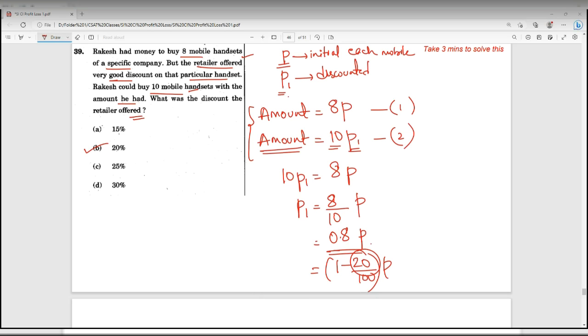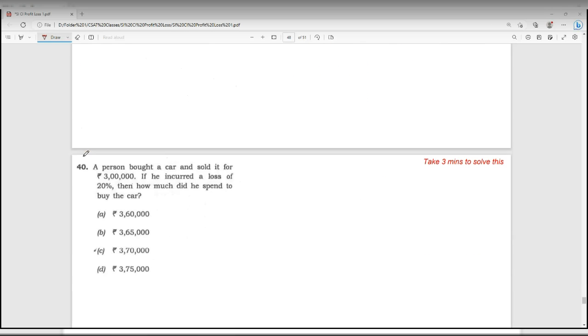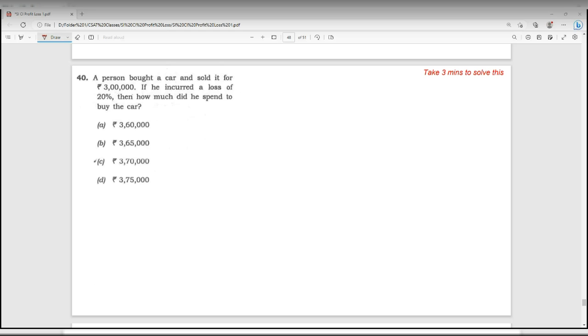And the majority have got option C. If there are any queries, please ask. I hope it is clear. Okay, if it's clear, we'll move to the next question. So please take 3 minutes to solve this.